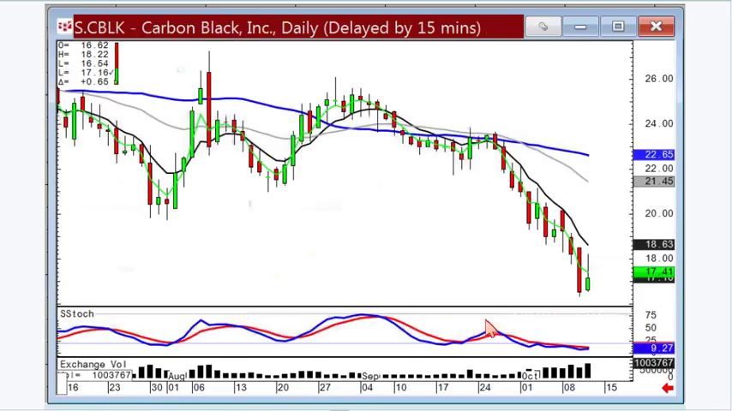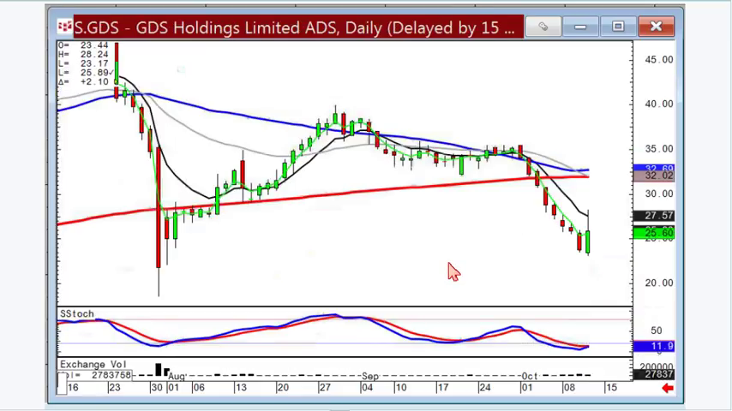CBLK. Where do you start looking for the ones that are ready to reverse? Well, notice you got an inverted hammer, Harami. Now, the Harami tells you the selling has stopped. The inverted hammer tells you if they open up positive, you've got an extremely high probability that they're going to start trading at positive. GDS. Yes, and I would probably still want to see bullish confirmation. If I was buying on positive trading tomorrow, I would want to see it get up above the T-line very quickly.